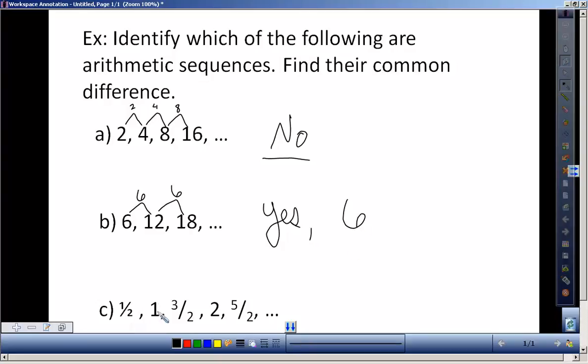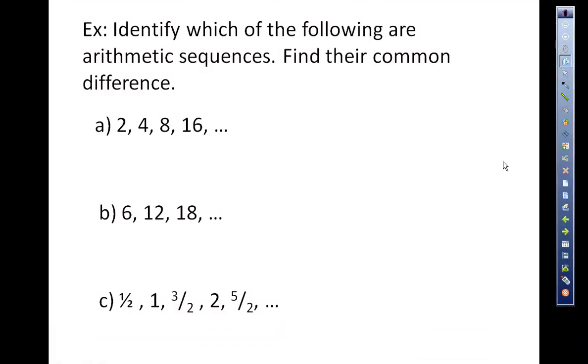C, we've got 1/2, 1, 3/2, 2, 5/2. All right, so we've definitely got some fractions going on here. This one went up by 1/2. If I subtract these two, this one went up by 1/2. Subtract these two, oh, that went up by 1/2, and this went up by 1/2. So, yep, they're all the same. So, yes, this one is arithmetic, and in fact, the common difference is again positive because it was going up. Now, if it had been going down, that would still be arithmetic. We would just make the common difference negative.